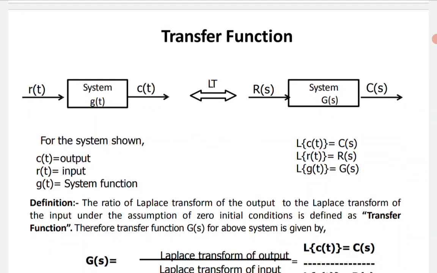You have studied it in signals and systems and in digital signal processing in the 5th semester. Again I am repeating the same. See the left hand side diagram, where the system in time domain is denoted by g of t, input is r of t and output is c of t. When I apply Laplace transform on those, the right hand side gives r of s, the Laplace transform of r of t; g of s, the Laplace transform of g of t; and c of s, the Laplace transform of c of t.